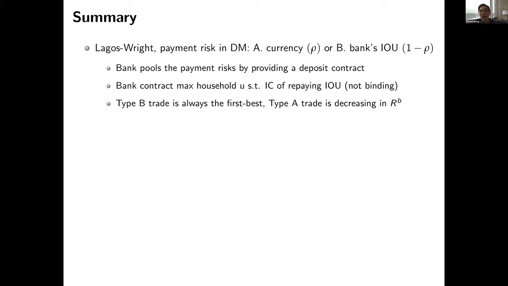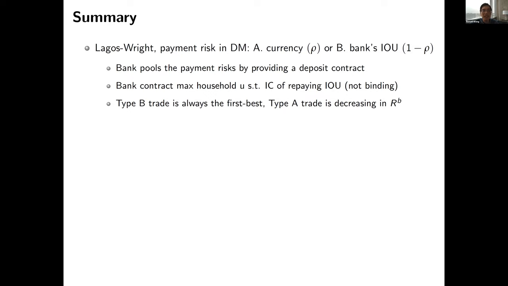So what the bank is essentially doing is providing a deposit contract to pool the payment risk among agents. If you need to use currency, come to the bank and withdraw currency. If you can use the bank IOU, then come to the bank and wait; later, the bank will issue the IOU to use, and the bank will pay it back in the next CM. So here is how the bank is essential in this environment.